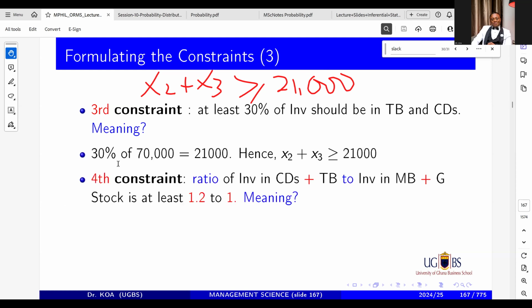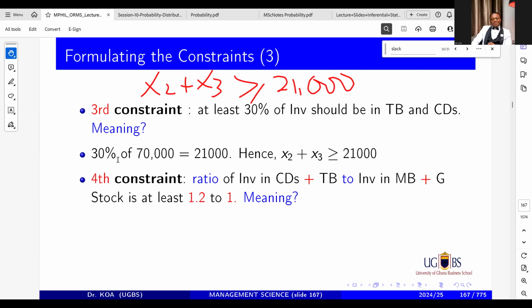And of course, when you scroll down, you will get it like this. We are left with the last one. It is one of the toughest formulations ever, but it is doable. The ratio of investment in certificate of deposit to the investment in municipal bonds and growth stock fund, the ratio should be at least 1.1 to 1.